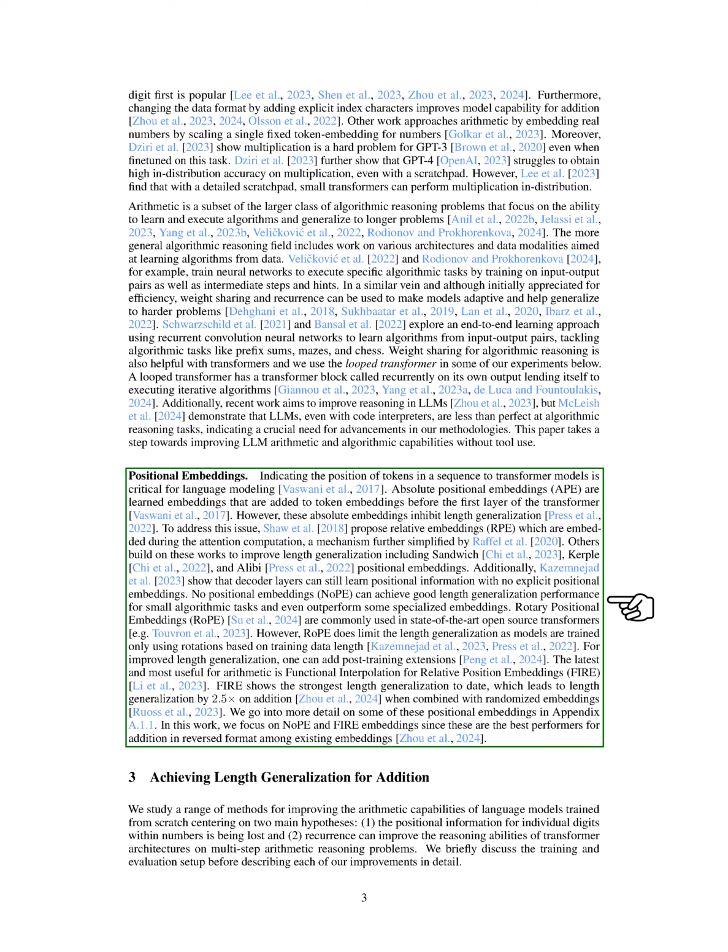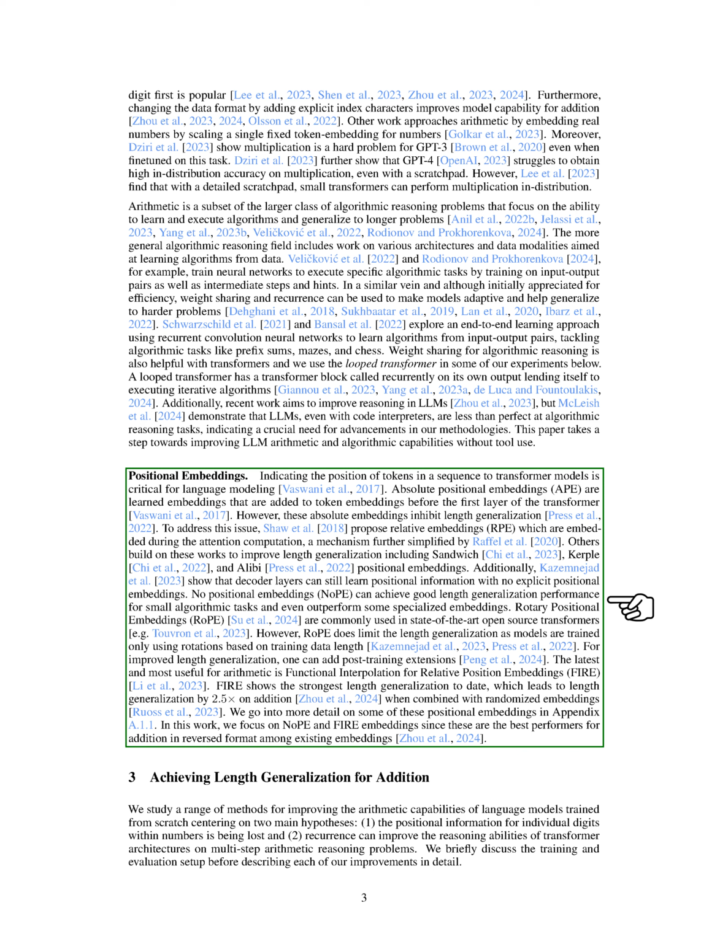Moreover, we demonstrate that decoder layers can still learn positional information effectively even without explicit positional embeddings, known as no-positional embeddings, NoPE. NoPE performs well for small algorithmic tasks and can even outperform specialized embeddings in some cases. Rotary positional embeddings, RoPE, are commonly used in modern transformers, but they may limit length generalization due to being trained solely on rotations based on the length of the training data. For improved length generalization, post-training extensions can be added.